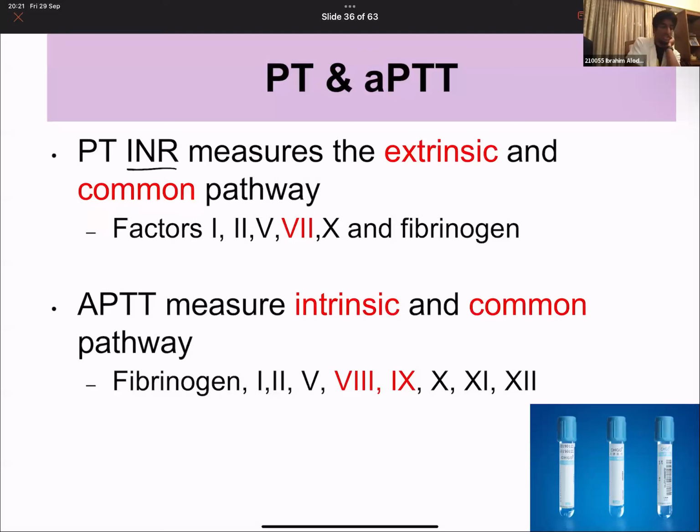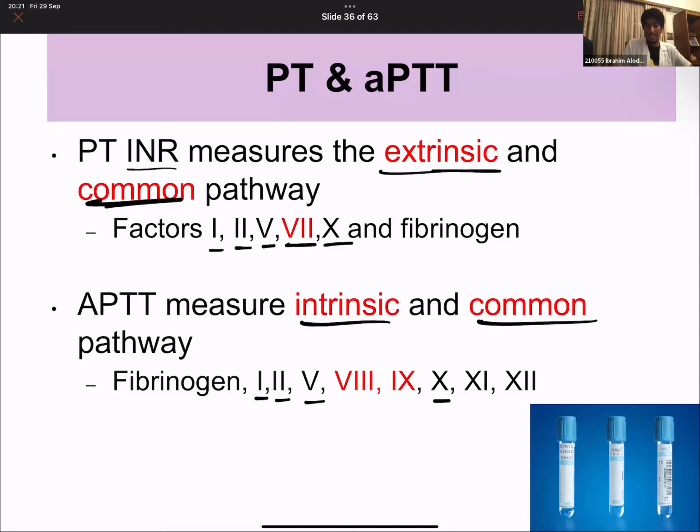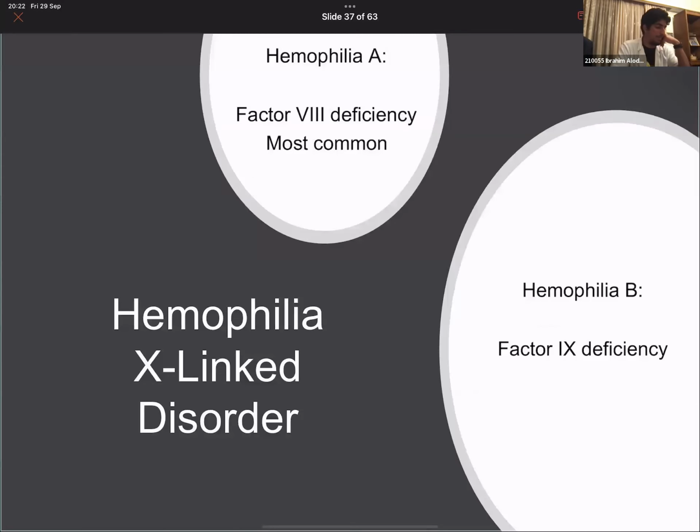PT INR measures the extrinsic pathway and the common pathway. That means 1, 2, 5, 10 for the common pathway and 7 for the extrinsic pathway. APTT, we said, measures the intrinsic and the common pathway. So again, that's 1, 2, 5, 10 for the common pathway, and 8, 9, 11, 12 for the intrinsic pathway. If you just remember what's in the extrinsic pathway and the common pathway, you can by deduction remember what's in the intrinsic pathway.